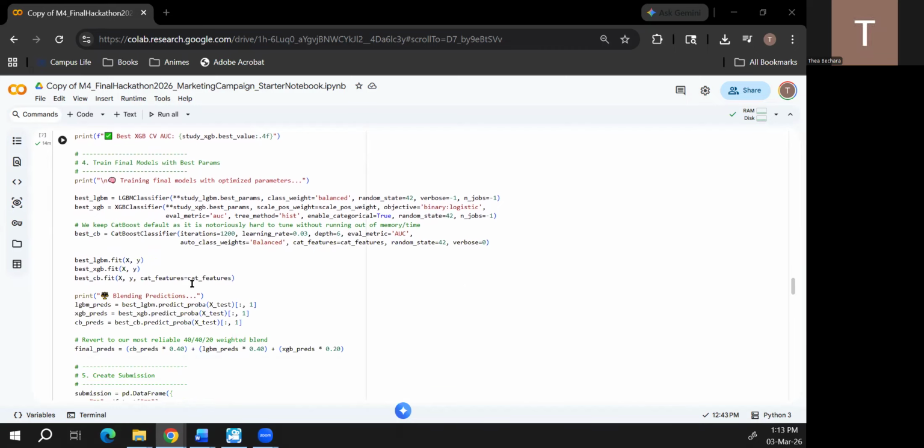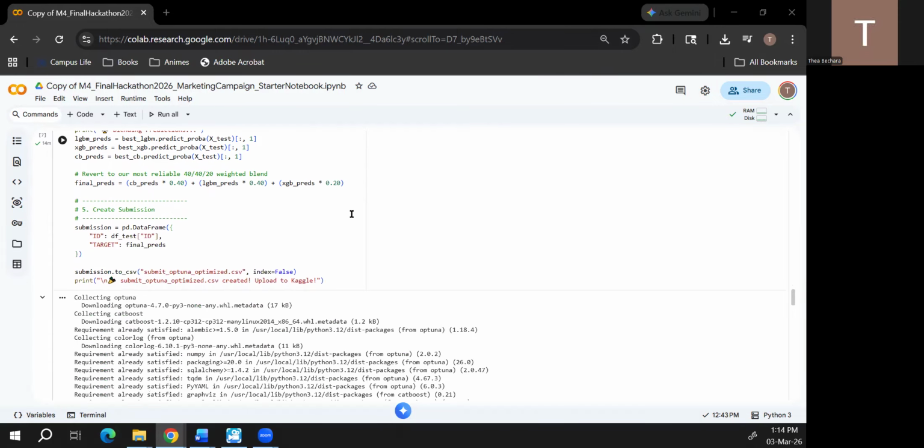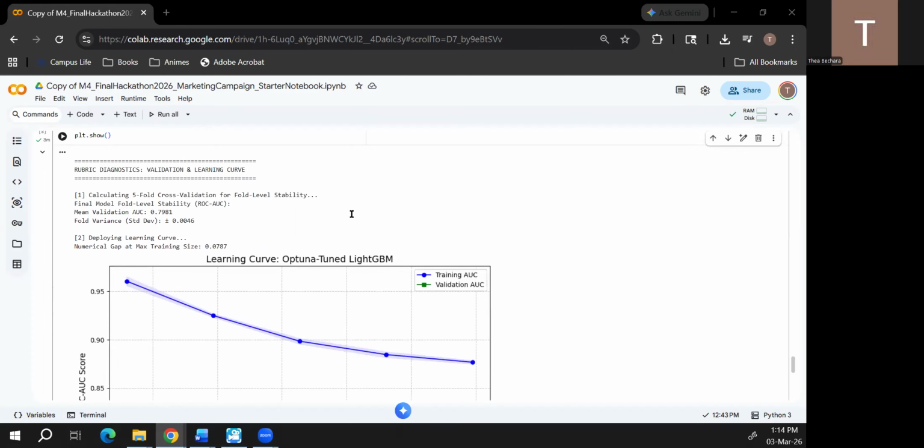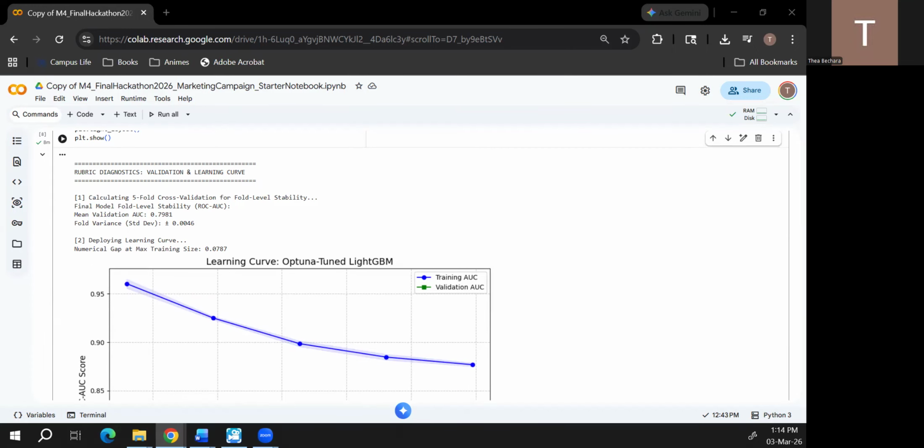Once the optimum parameters were found, part four executes the final training. I unpacked the best params dictionary directly into my LightGBM and XGBoost classifiers. I also included a CatBoost classifier with balanced class weights to capture a wider diversity of tree-building patterns. Finally, I blended their prediction probabilities using a 40-40-20 weighted split to create my final submission, which achieved a highly competitive score of 0.7955.